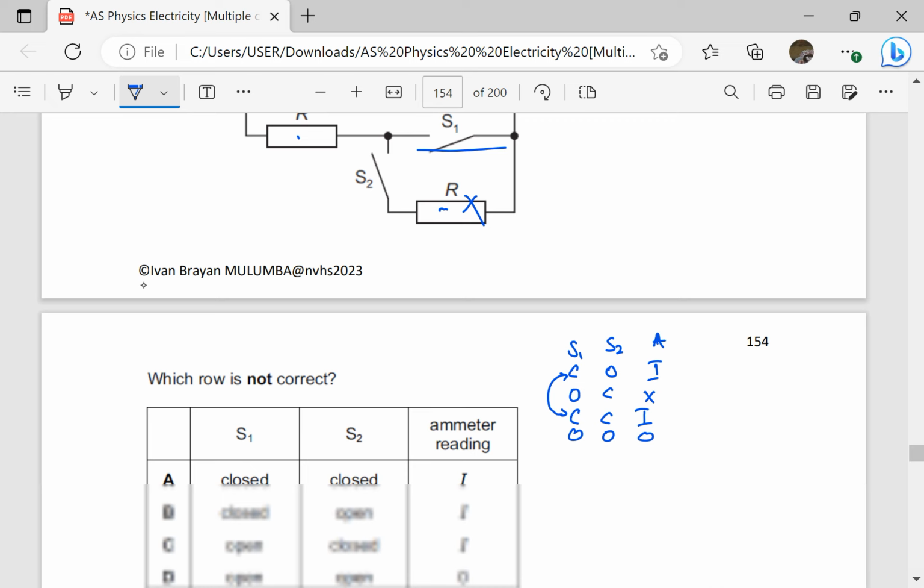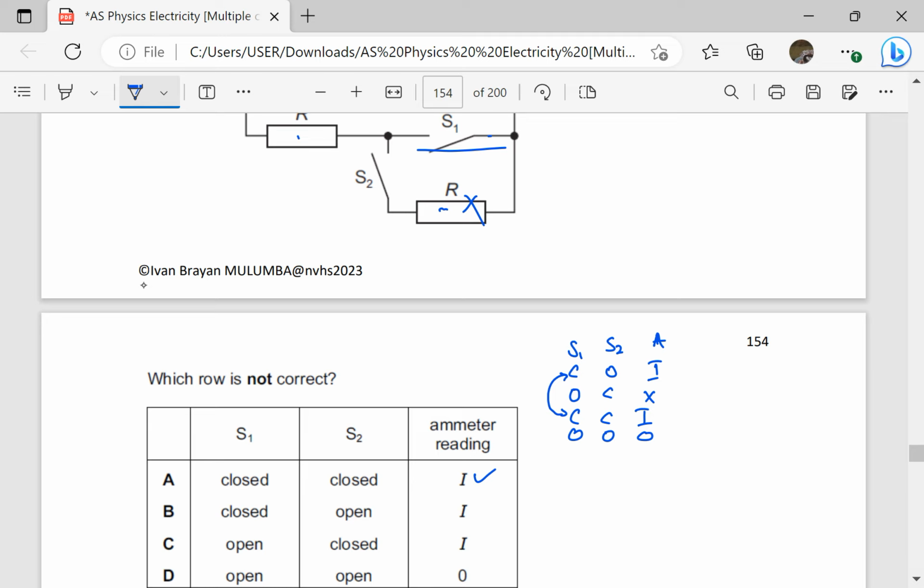So the first one, A, is saying S1 is closed and S2 is closed. I'm saying the reading will be I because no current goes through S2. So it's like having one resistor in series with the battery, because there will be a short circuit, and current takes the less resistive path. So current will go through the switch without going through R, even if S2 is closed.